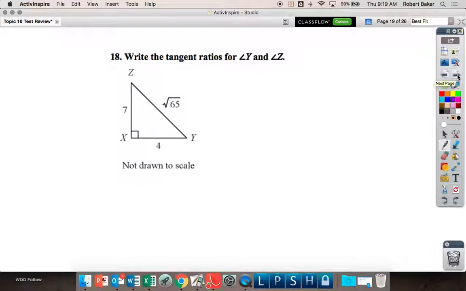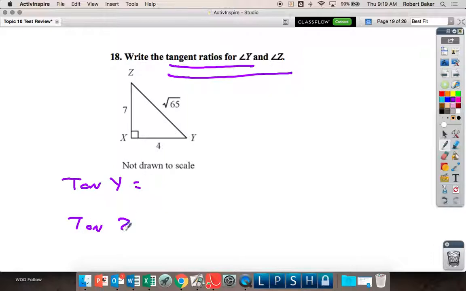Hopefully another easy one. Just write the ratios. What is the ratio for tangent of y? Write the tangent of y and write the tangent of z. So y is right here. Tangent is opposite over adjacent. Tangent of y is 7 over 4. You're not even using this number. Tangent does not use hypotenuse.